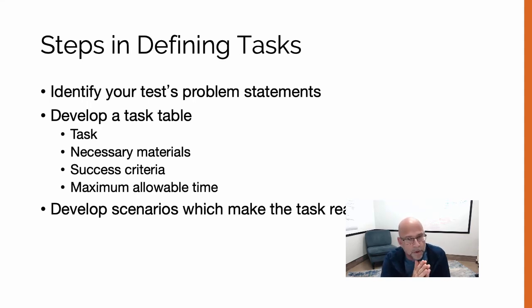These tasks that we're going to give people, we're going to assign people tasks to conduct, and then we're going to keep track of how they do when they're conducting them. When we're doing that, we're going to want to develop a task table. The task table will list what the tasks are, what the necessary materials we have to create are, what the success criteria are, that is, how do we know that somebody has conducted the task correctly, and what's the maximum allowable amount of time that will let them continue in that task before we kind of save them from it, before we move on to the next task.